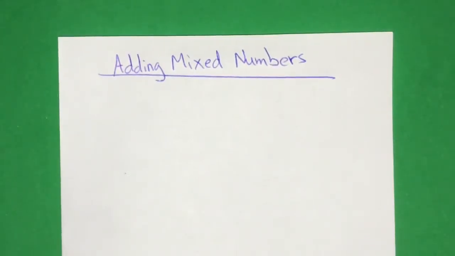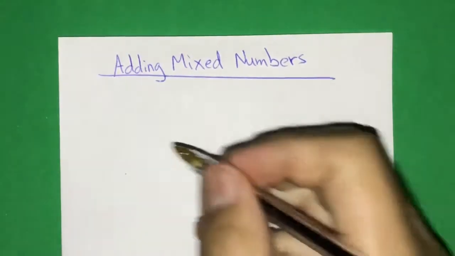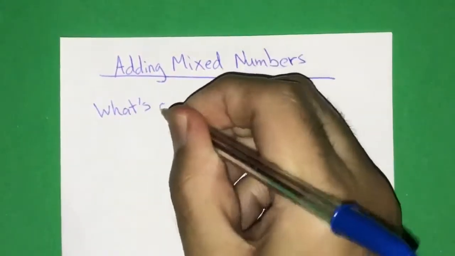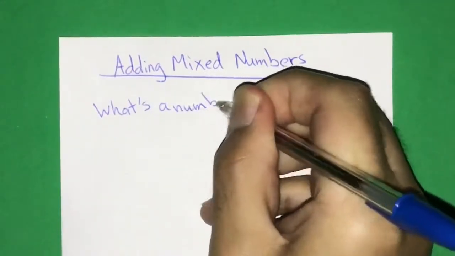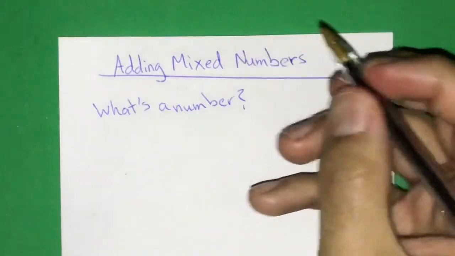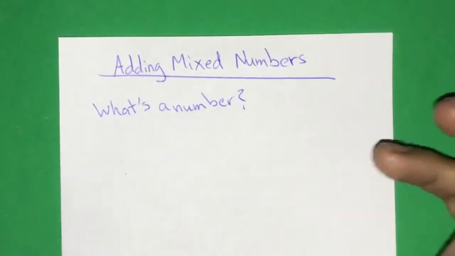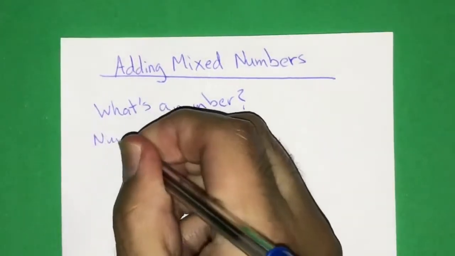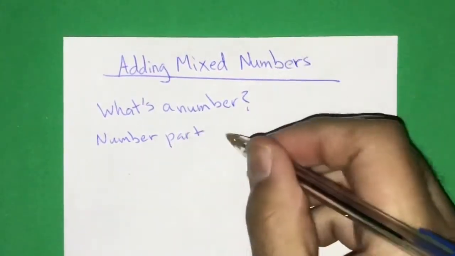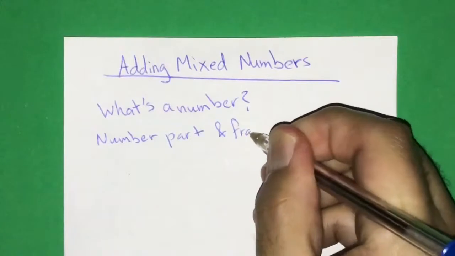In this video, we're going to be looking at how to add mixed numbers. Okay, so let's take a look. What's a mixed number? Basically, it's a number with a whole number part and a fraction part. So you're going to get a number part, and you're also going to get a fraction part.